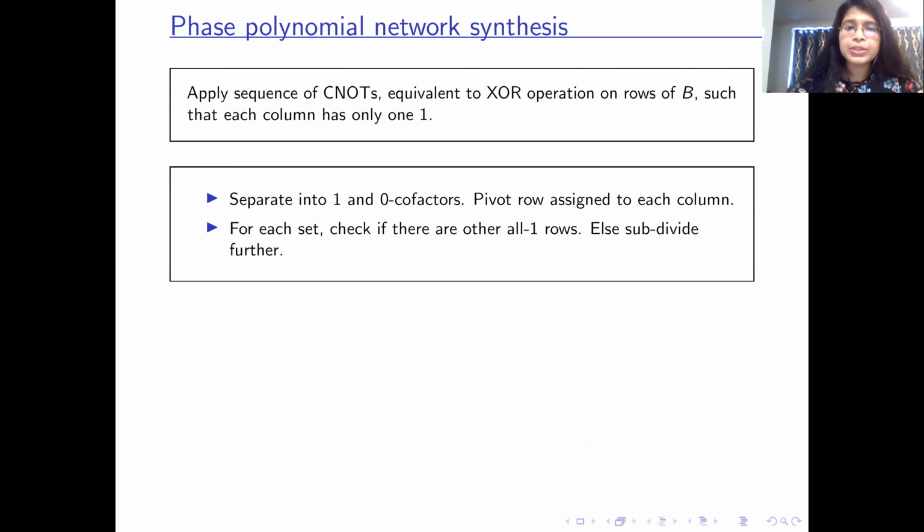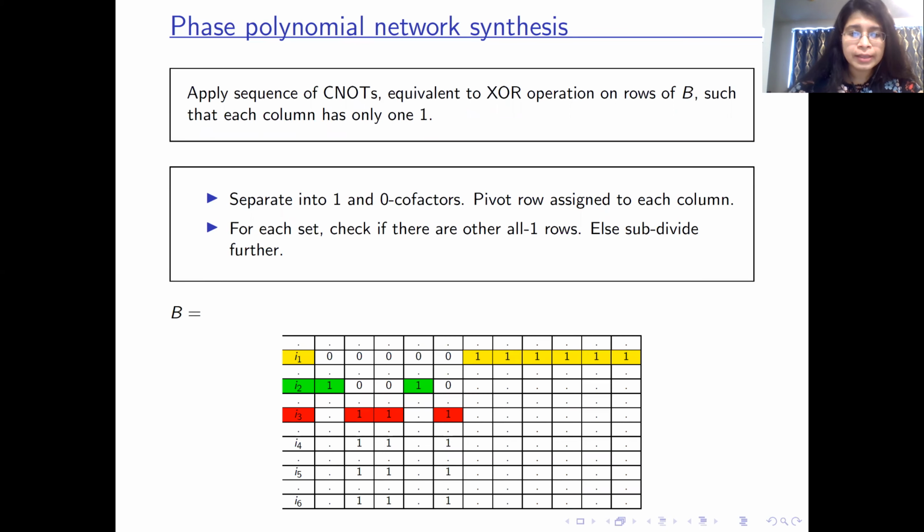Now for each set, we check if there are any other all one rows, else we subdivide further. For example, we see for this set, there are other rows which have all ones in these columns.